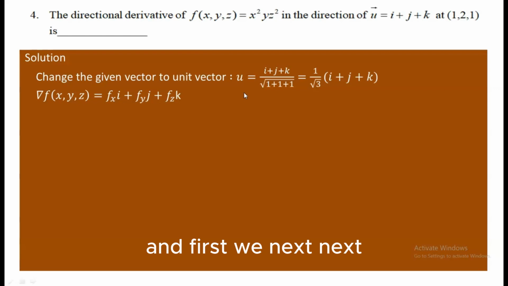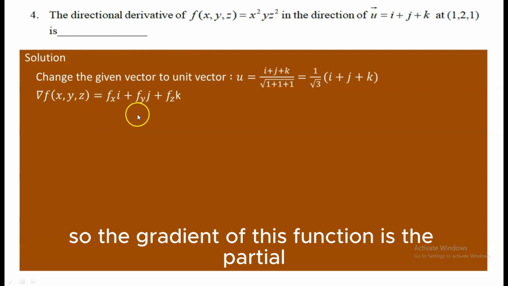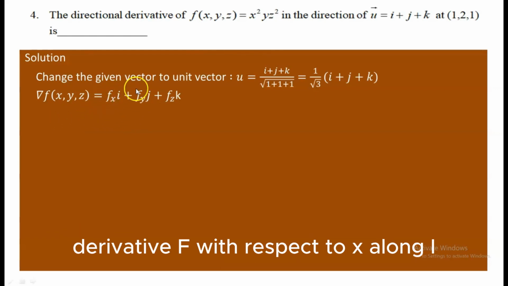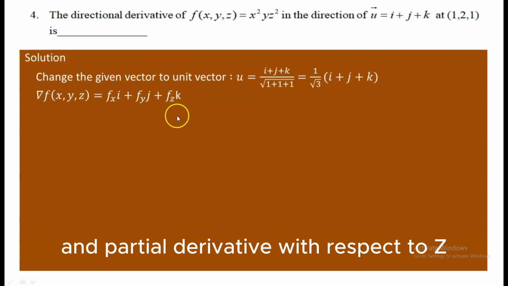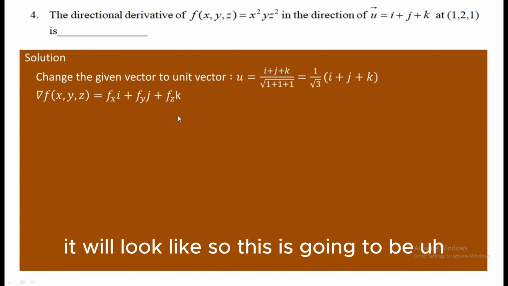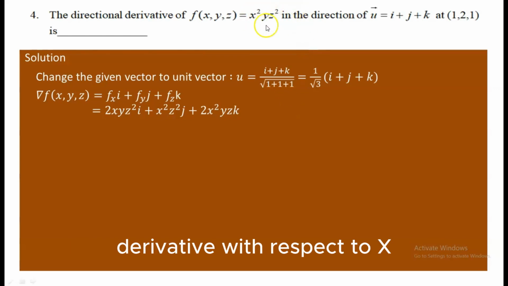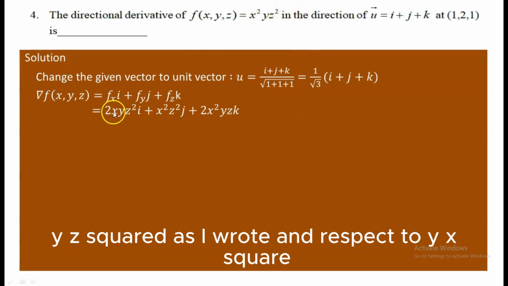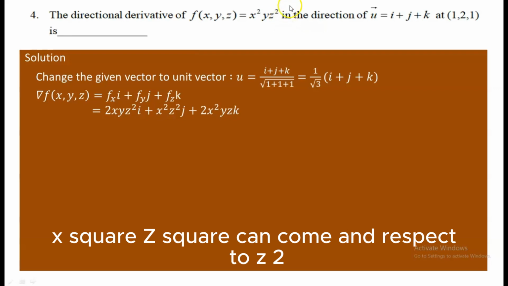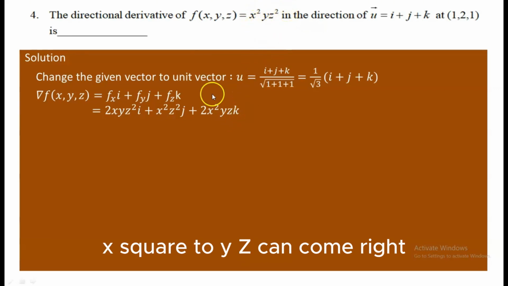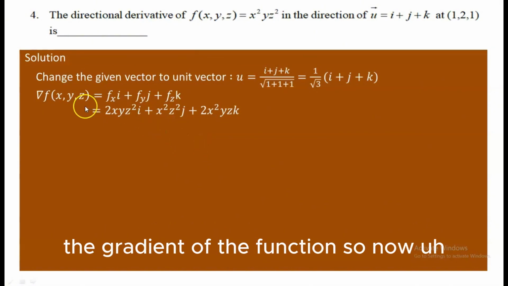Next we need to determine the gradient of this function. The gradient of this function is the partial derivative of f with respect to x along i, the partial derivative with respect to y along j, and the partial derivative with respect to z along k. We simply take the partial derivative with respect to x, which is 2x y z squared. With respect to y, we get x squared z squared, and with respect to z, 2x squared y z. These partial derivatives represent the gradient of the function.